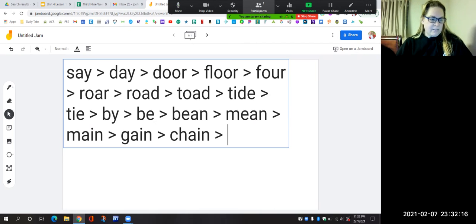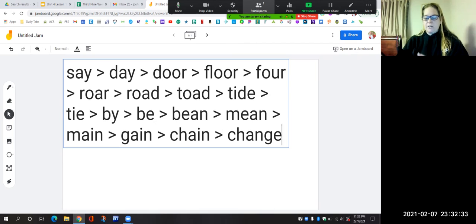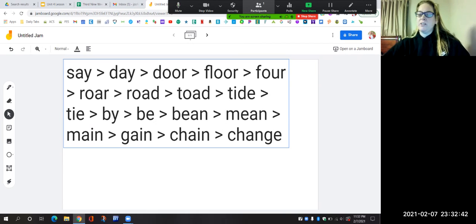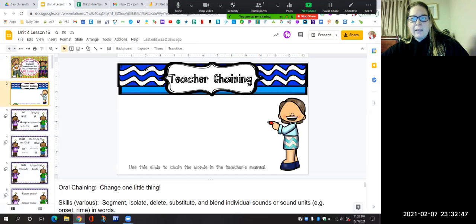Nice. All right. And now we're going to add a J sound at the end of chain. So we're going to add j to the end. So the new word is change. Very good. All right, so we started with the word say, and we made one little sound change to each one, and we ended with the word change. Nice job.